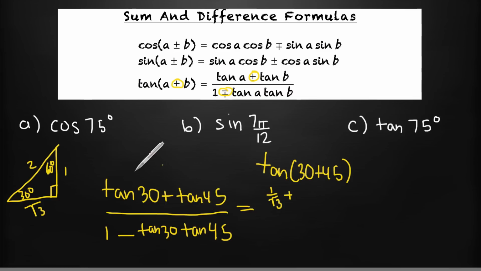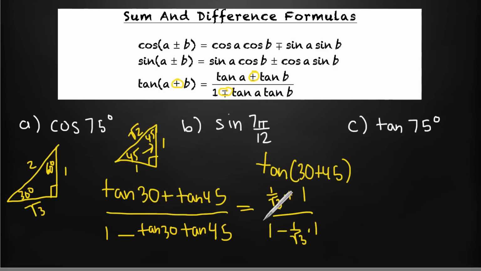Tangent of 45, well, let's review that. You have a 45, 45, 90-degree triangle. So the sides are going to be 1, 1, and root 2. So tangent is going to be opposite over adjacent, 1 over 1. So that's pretty simple. That's just going to be 1. Over 1 minus the product of those two. So it'll be 1 over root 3 times 1.